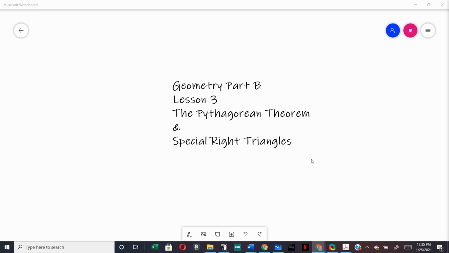This is lesson 3. We're going to talk about the Pythagorean theorem and special right triangles. I'm going to show you a similar example to the computational problems that you have to do. I'm not going to show you similar examples to the word problems. Use the ones that are in the lesson.